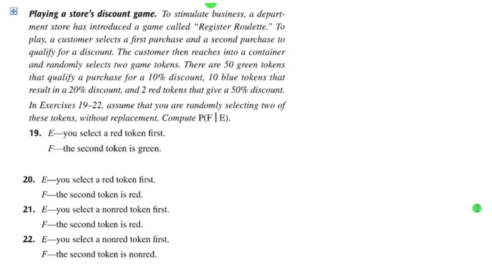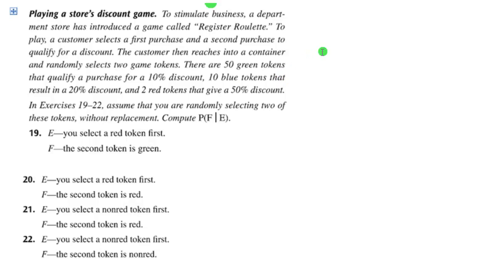It says, assume that you're randomly selecting 2 of these tokens without replacement and compute the probability of F given E. So basically, all the different events here involve picking these tokens. They have nothing to do with the discount percents and all of that. So that information is more than we need.